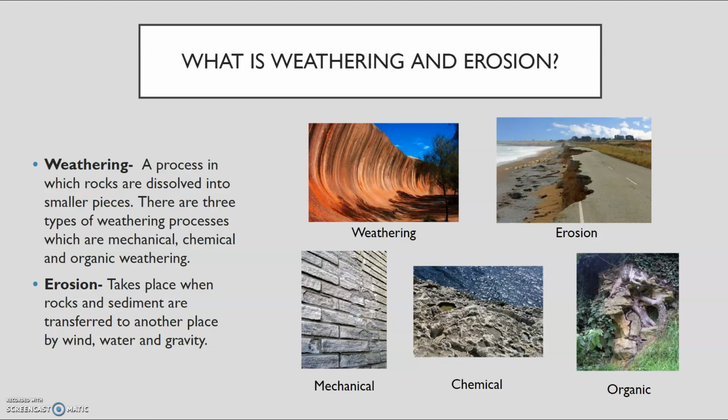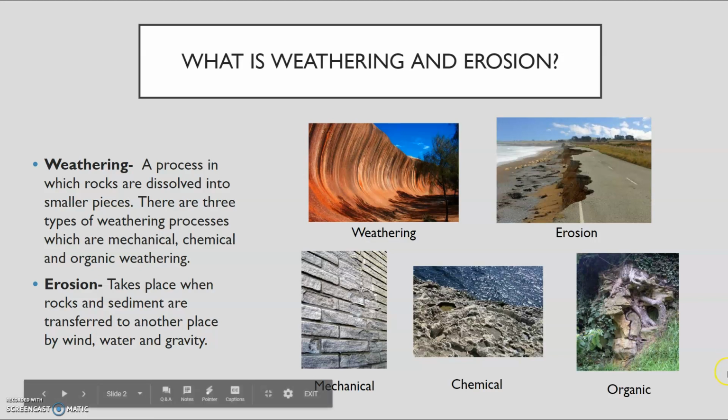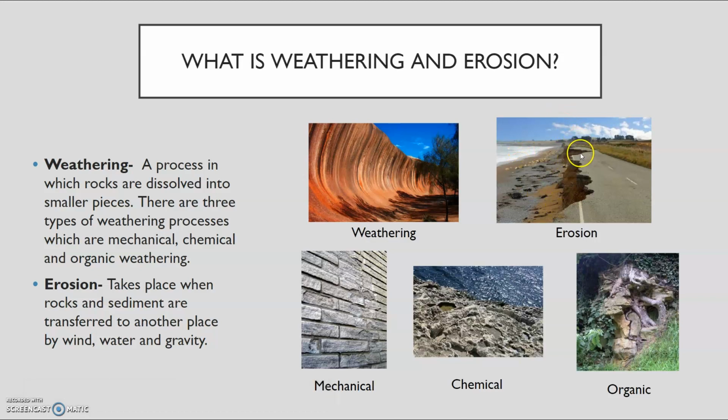Erosion takes place when rocks and sediments are transferred to another place by wind, water, and gravity. On the image on the right here, you can see that the ocean has slowly moved its way up to the side of this road and has slowly taken it apart with natural weathering.